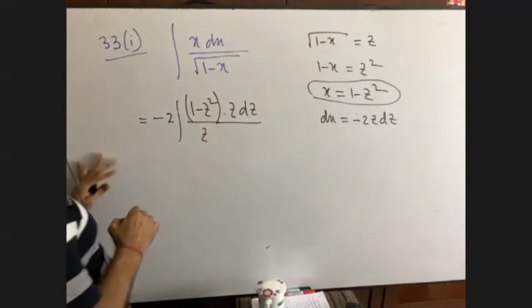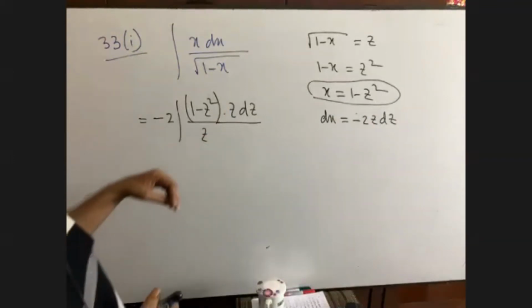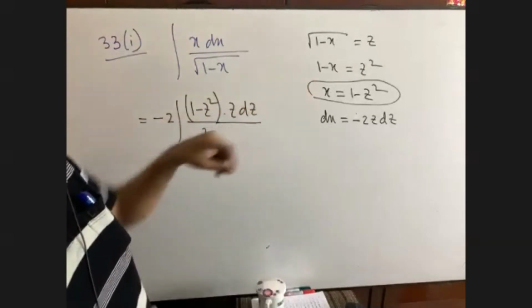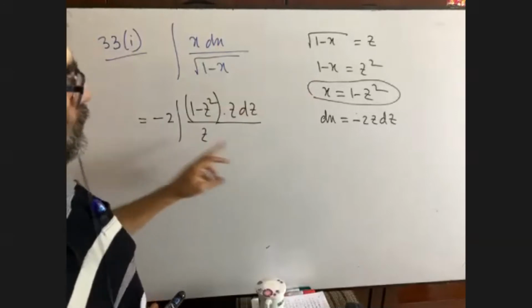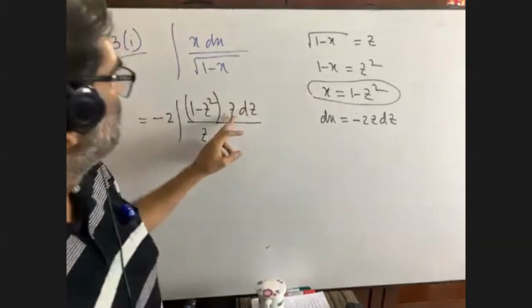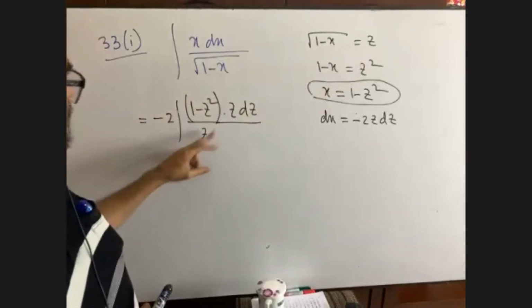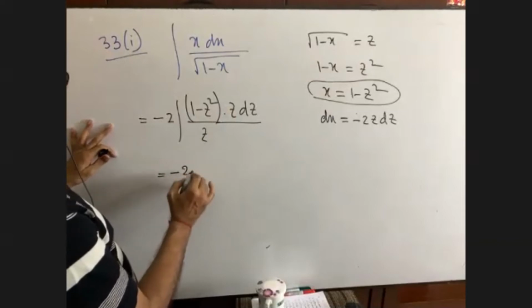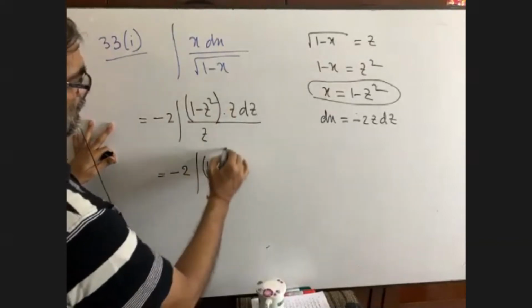Talk to me, all of you. Yes, sir. You see again, the value of x is 1 minus z square. dx, its value is minus 2 z dz. Root over 1 minus x, its value is z. Now z will be omitted. So we are left with what? Minus 2, 1 minus z square dz.